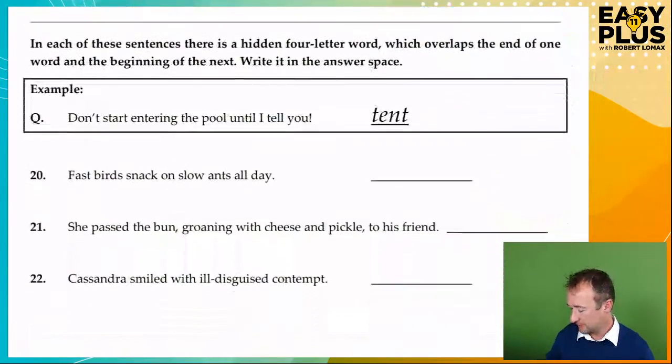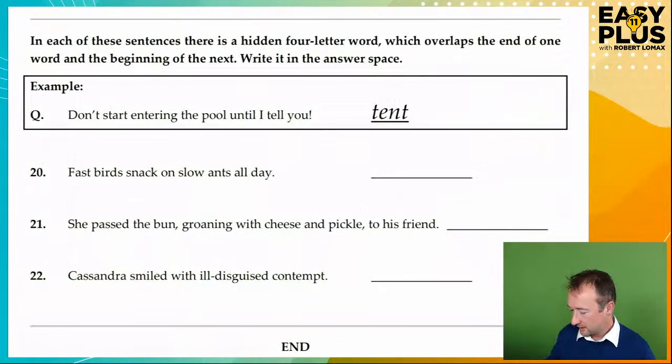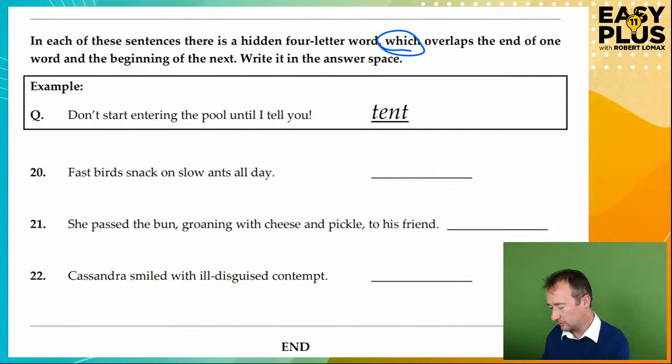And here's the last set of questions. I save this to the end because it's quite an easy kind of question. I just need to show you the system. In each of these sentences is a hidden 4-letter word which overlaps the end of one word and the beginning of the next. Incidentally, this is the correct way to use which. You can look it up if you're curious. Hardly anyone cares about it these days, but you know, grammar.